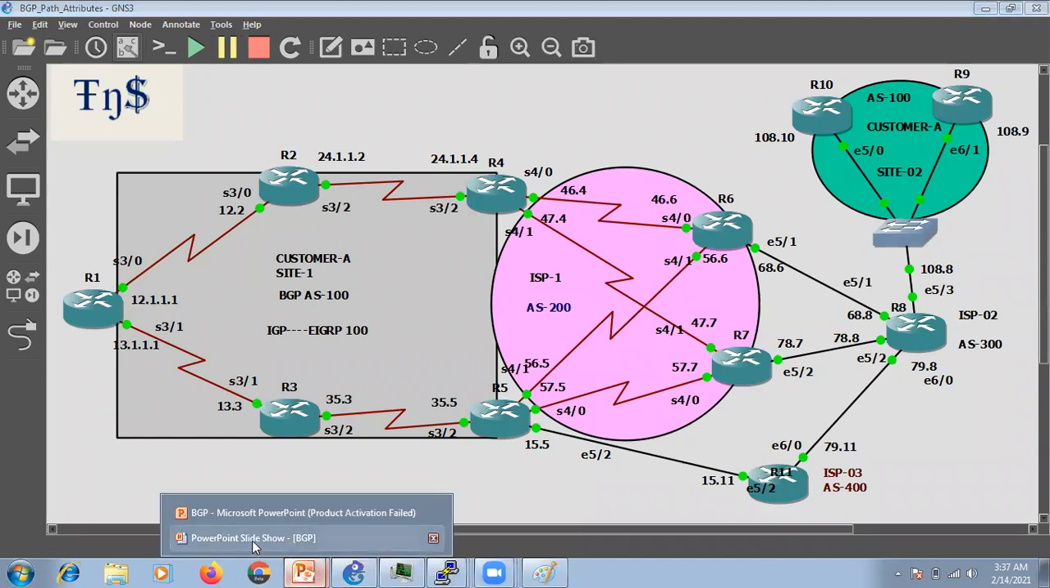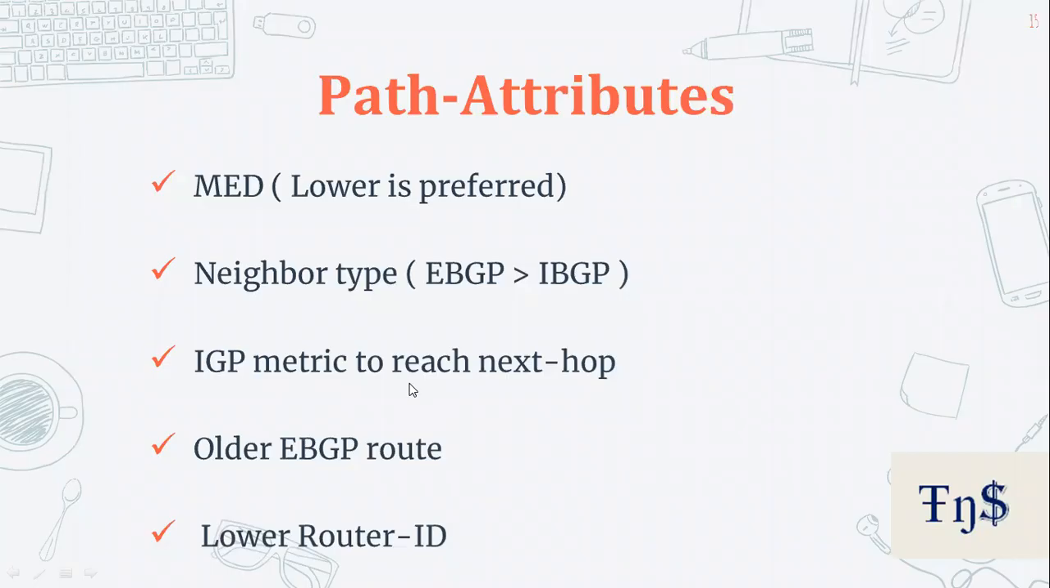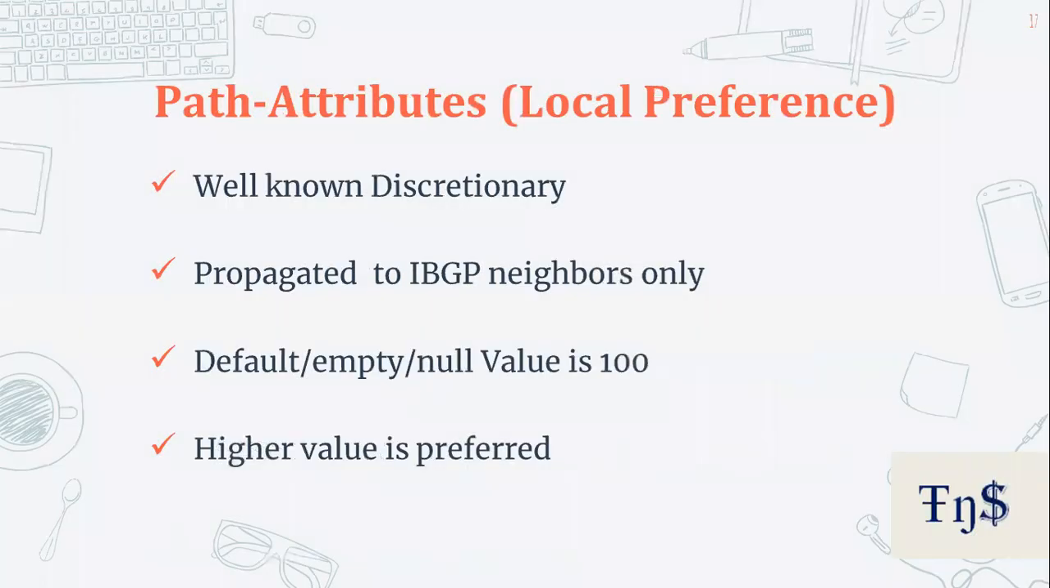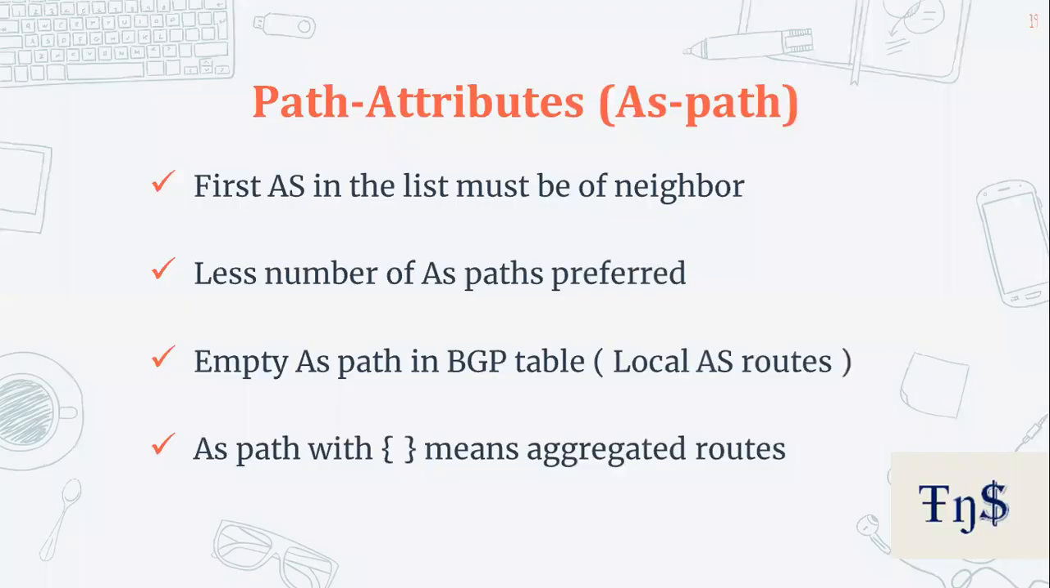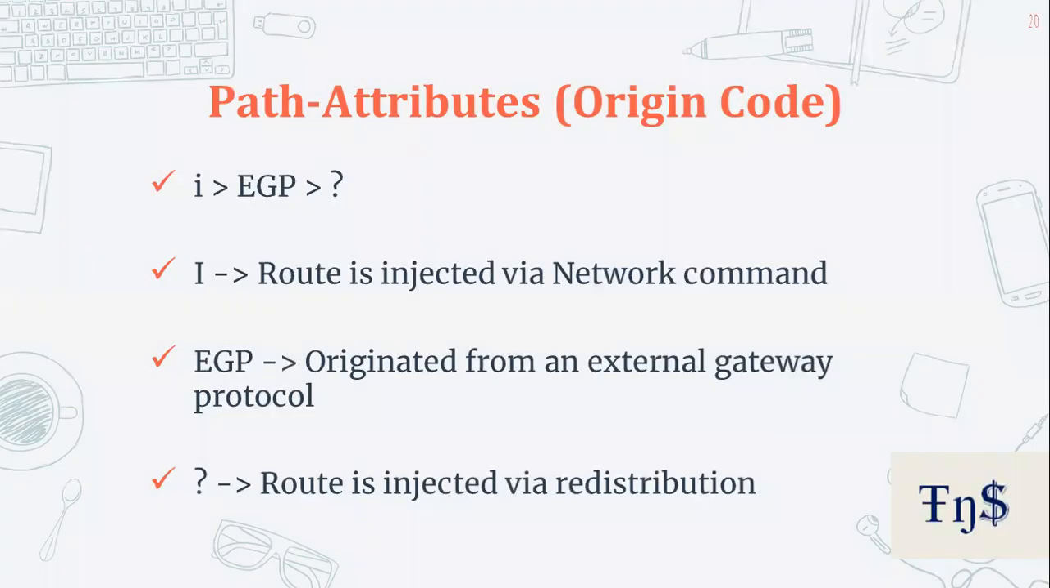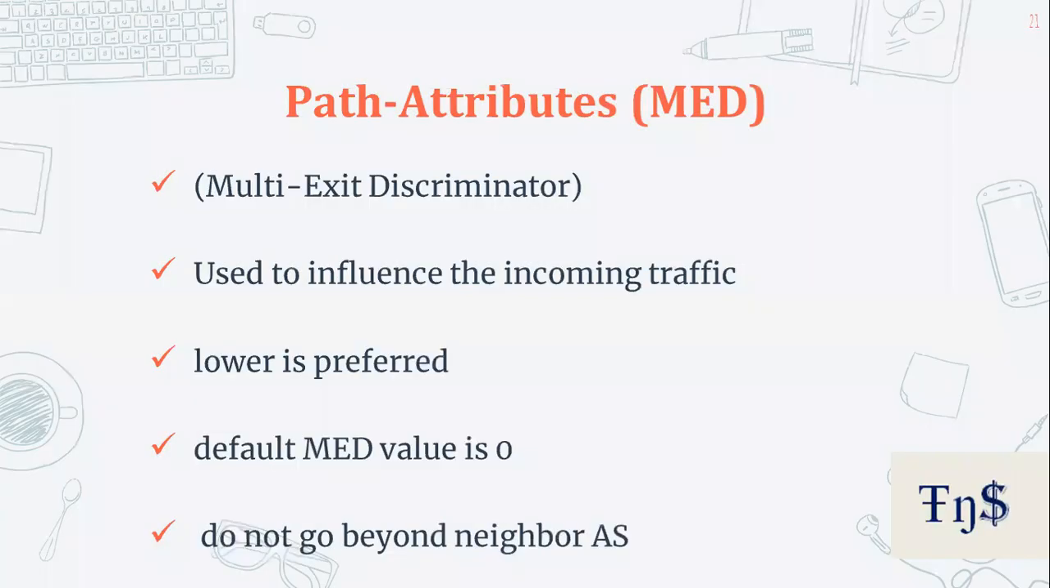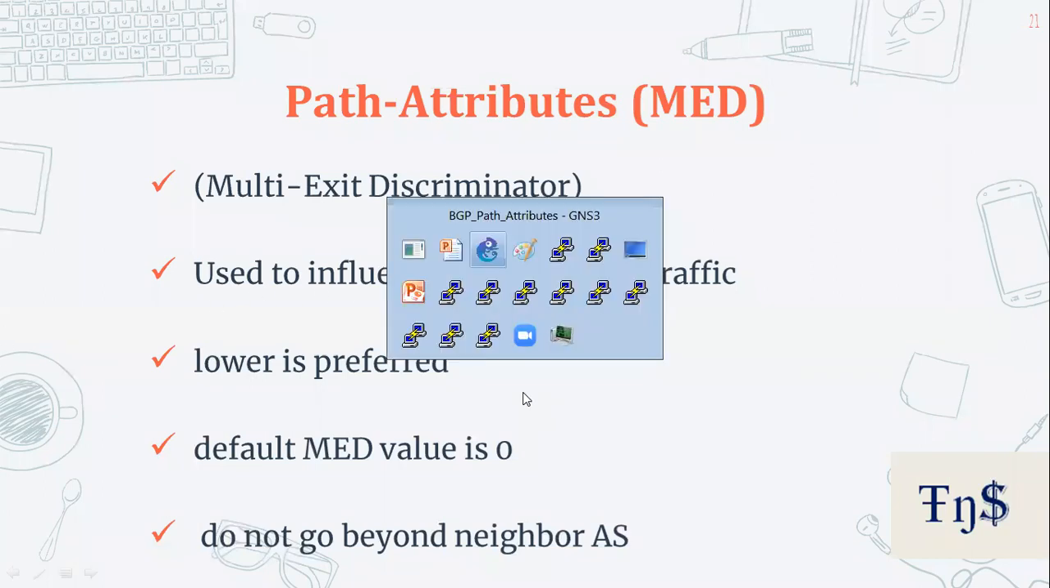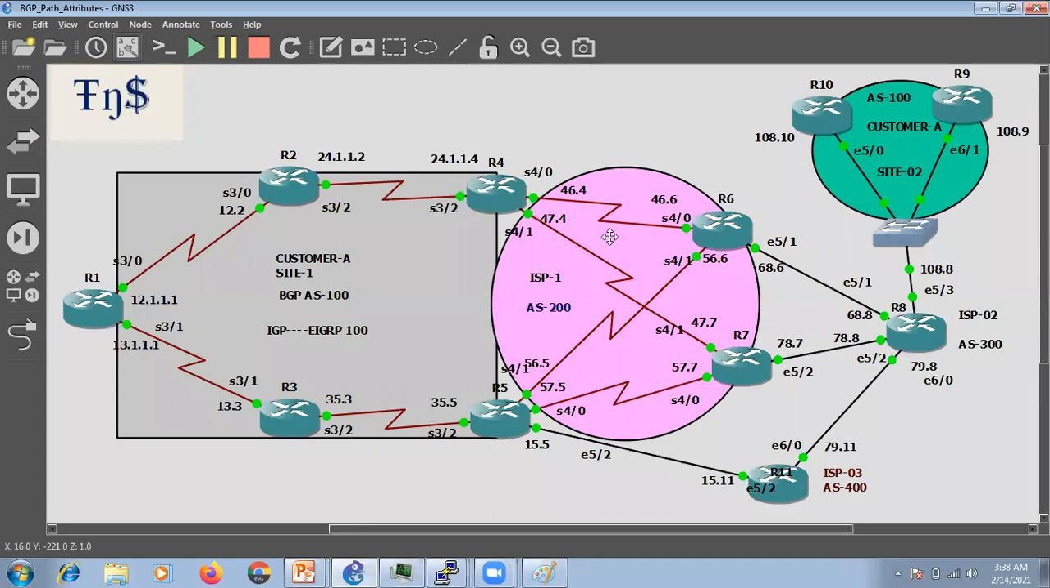So let's go back to our slide to check if we missed something. Local preference, AS path, origin code we already discussed, right? MAD. So MAD is used to influence the incoming traffic. So it is also the same as we were doing for AS path and origin code. It also has the same purpose. We are telling the ISP what will be their entry point to enter our AS.